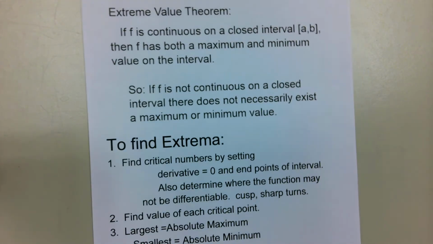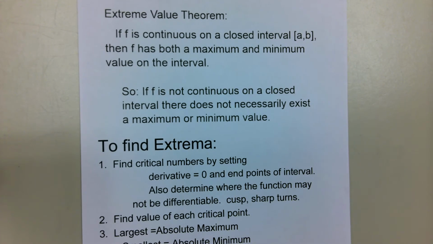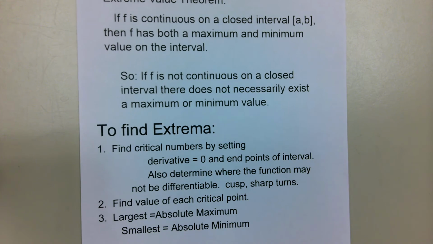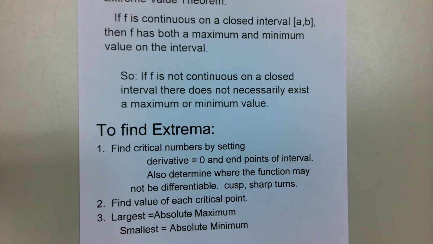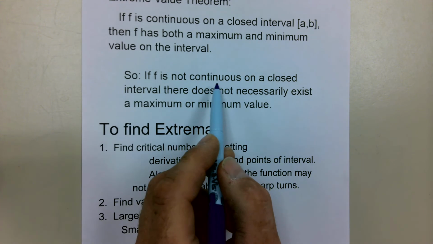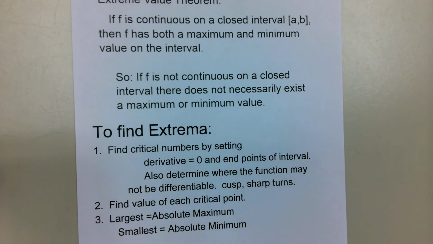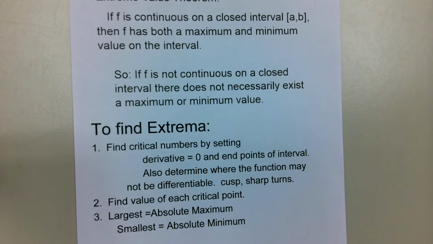So I introduced a theorem here. It's the extreme value theorem. And it tells us that if f is continuous on a closed interval, then f is going to have a maximum and a minimum value on that interval. So we're going to have a maximum and a minimum. If f is not continuous on a closed interval, then we don't necessarily know that there's a maximum or minimum value going to exist. That's kind of important. If it's not continuous, we don't know necessarily if a maximum or minimum value will be in existence.